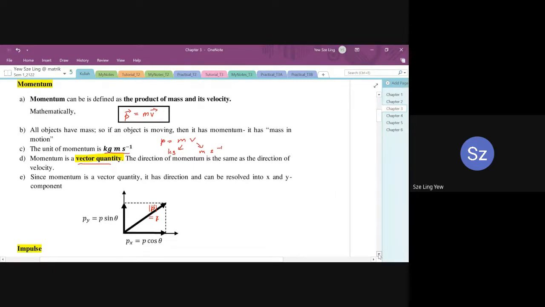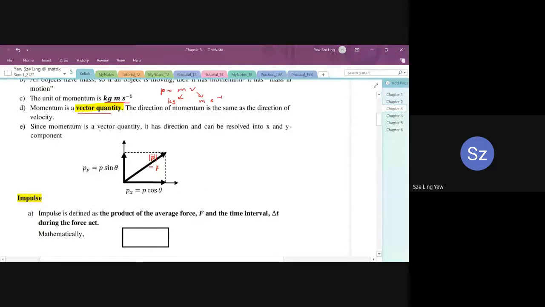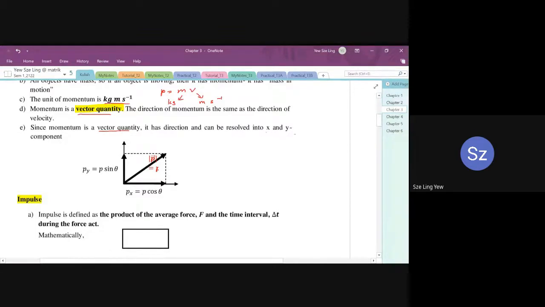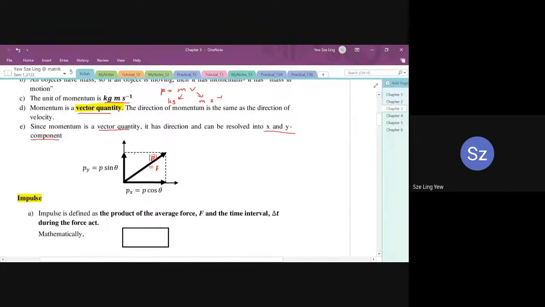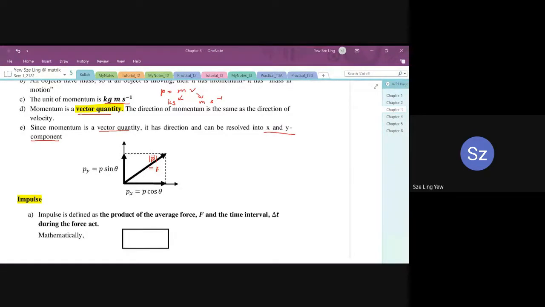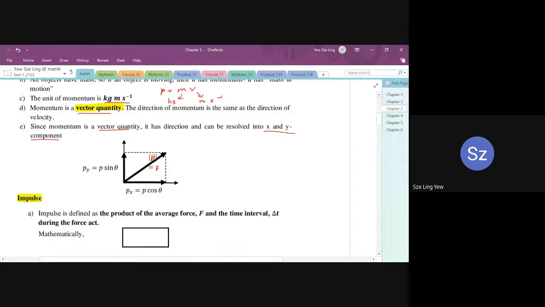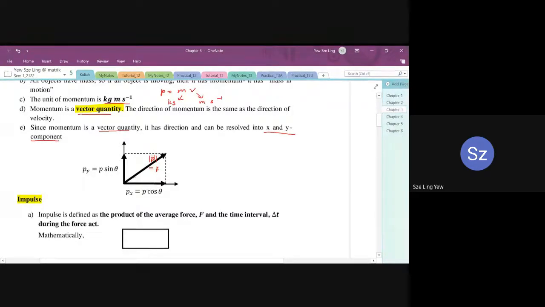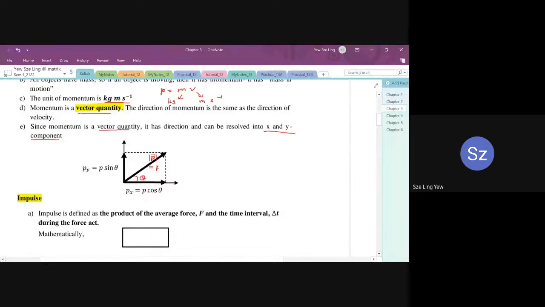momentum. So since momentum is a vector quantity, it has direction and we can resolve it into x and y components, like what we have been doing in chapter 1 and chapter 2. So if you have a vector that is not moving along the horizontal component or vertical component, then you need to resolve it into x and y components. So in this diagram given, the assumed angle is here. So the angle is beside the x component. So this is your y component. This is your x component. So the x component Px is equal to P cos theta.